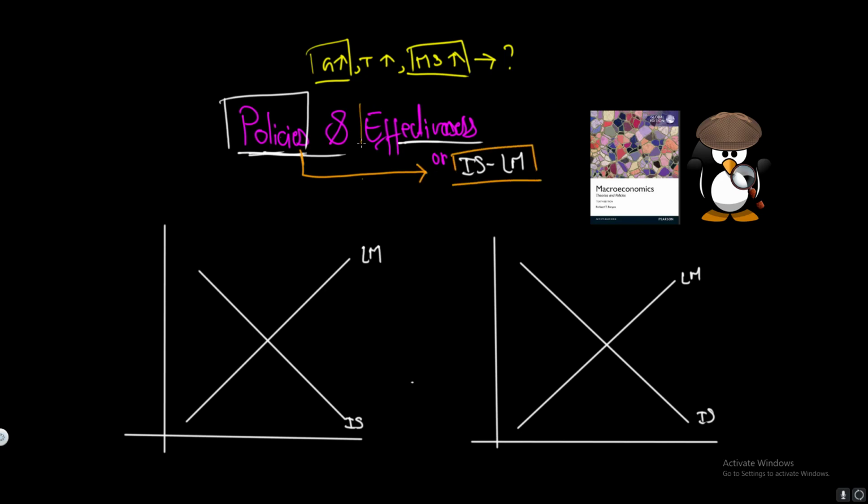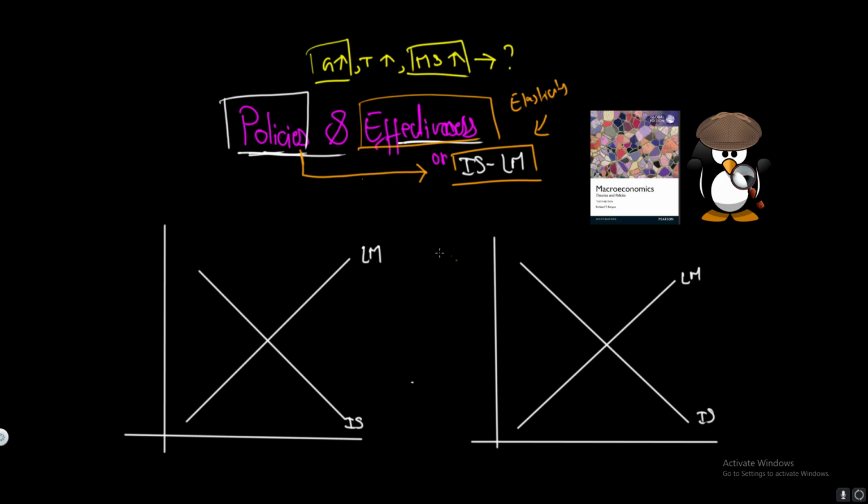When it comes to the effectiveness of this policy, that has to do with the elasticity of the IS-LM curve, which is something that I'll discuss in the next video. Before we can talk about the policies and how they impact the IS-LM curve, let's just look at what causes the IS-LM curve to shift.